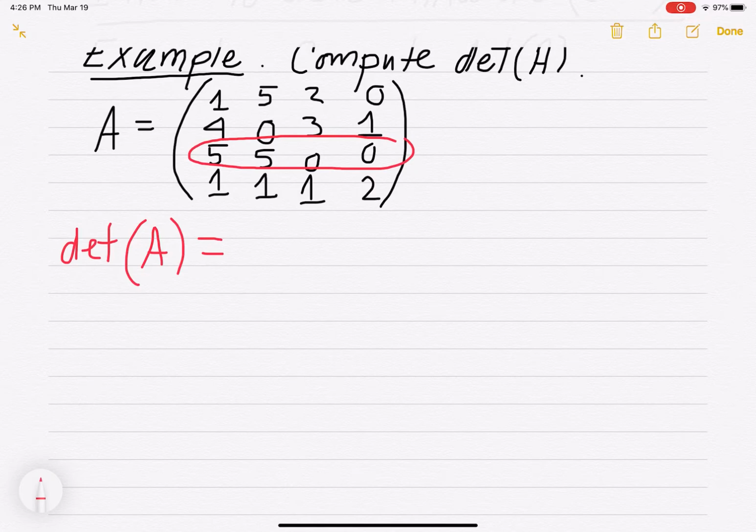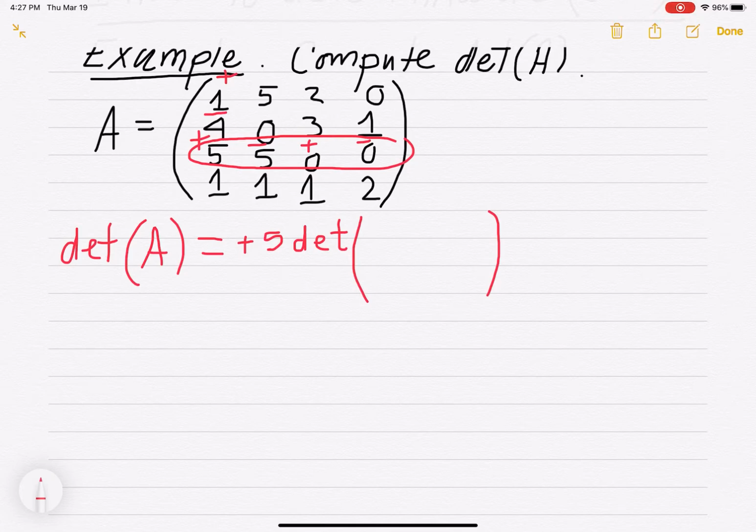So if you think about the signs here, you have plus, minus, plus, minus, plus, minus. So we're going to be expanding across this third row, and we're going to start with a plus 5 times the determinant of the submatrix that results when you cross out that third row and that first column.